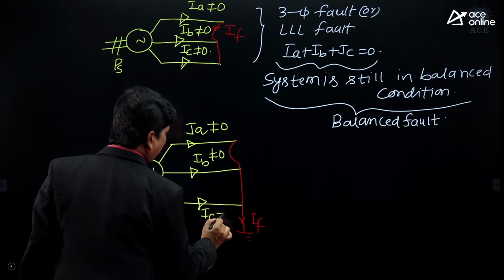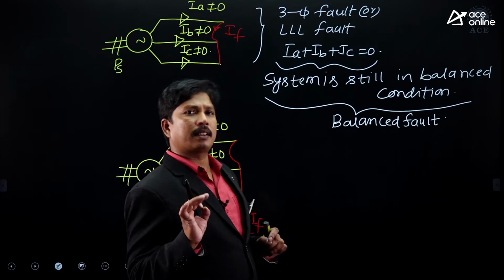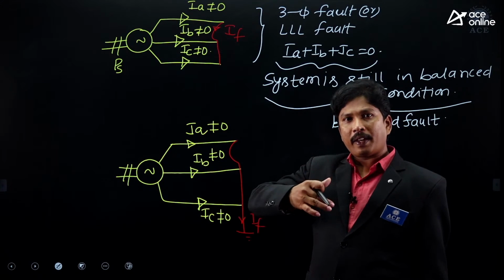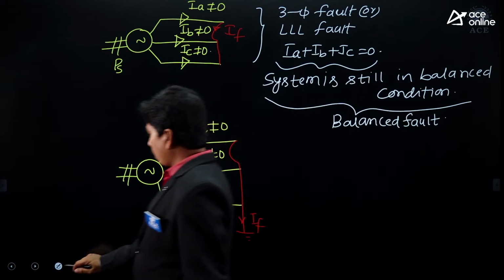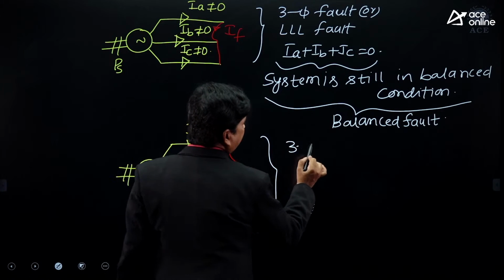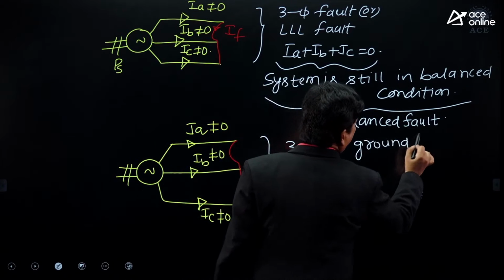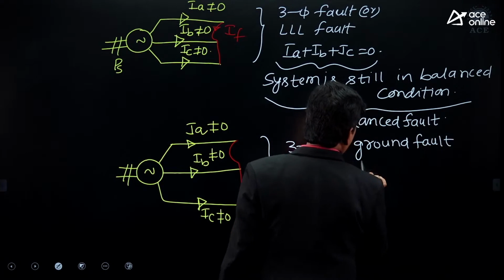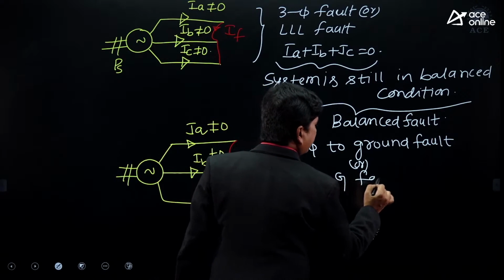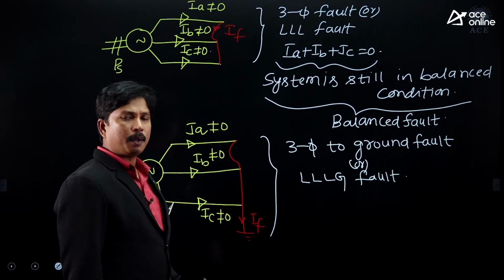IA is not equivalent to 0, IB is not equivalent to 0, and IC is also not equivalent to 0. All the three phases are involved in the fault, so this type of fault we can call three-phase to ground fault, or we can call it triple LG fault.